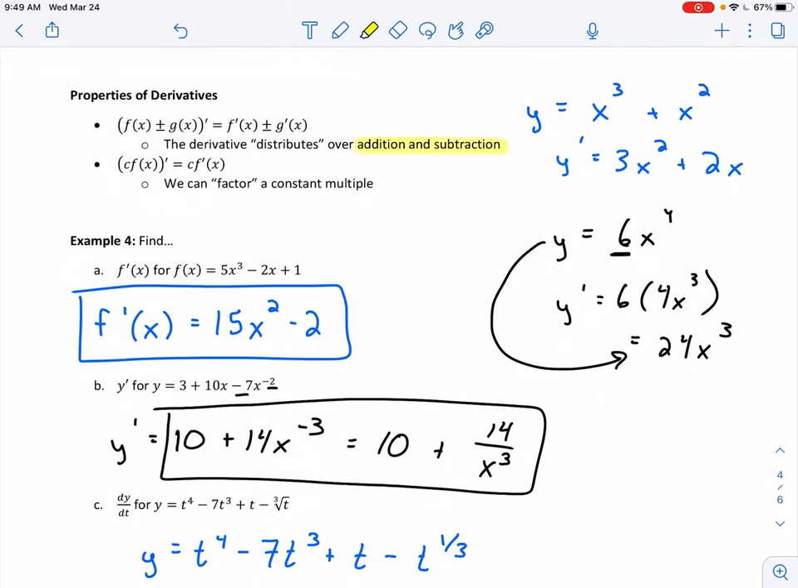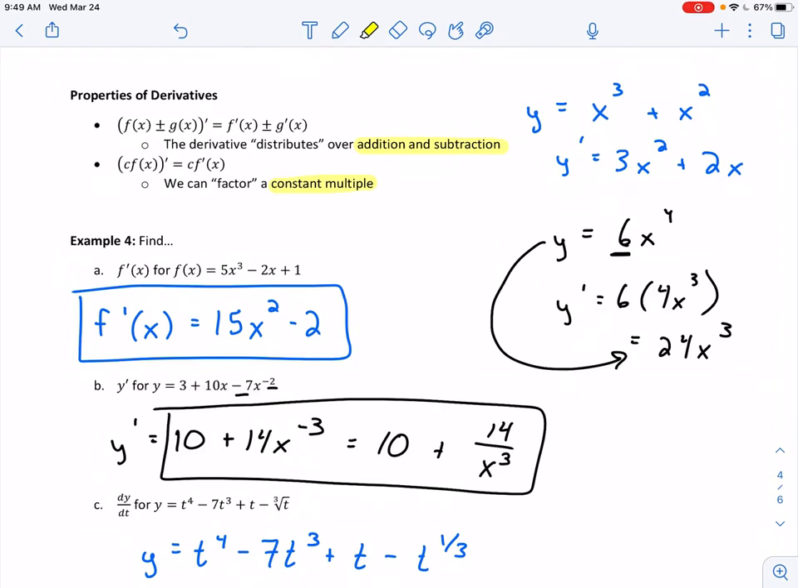Even that second property says we can factor out a constant multiple. So if we're multiplying by a constant, that's fine. But if we're multiplying two functions, or dividing by two functions, the derivative doesn't quite work the way you might want it to. There are some rules for handling this, and we're going to talk about that in the next section.